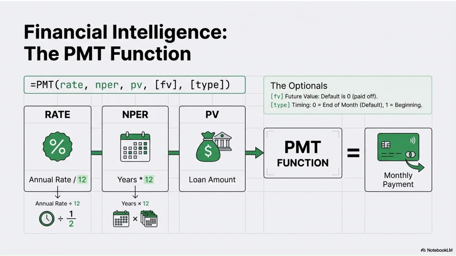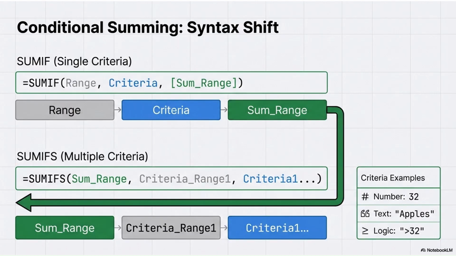Conditional summing, syntax shift. When you need to total numbers based on specific rules, we use the SUMIF family. SUMIF, single criteria, used for one condition. The structure is SUMIF, range, criteria, sum range. SUMIFS, multiple criteria, used for two or more conditions. Note the syntax shift, the sum range moves to the very front. Criteria examples. You can filter by numbers, e.g. 32, text, "apples", or logic, ">32".